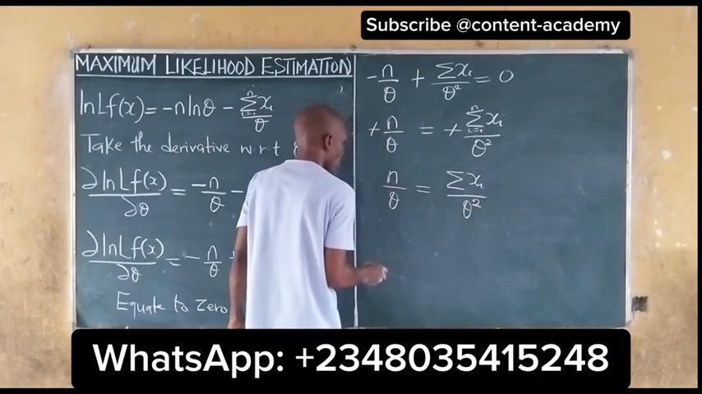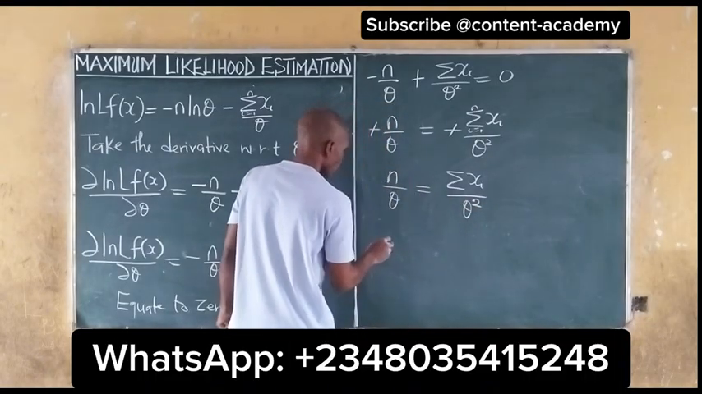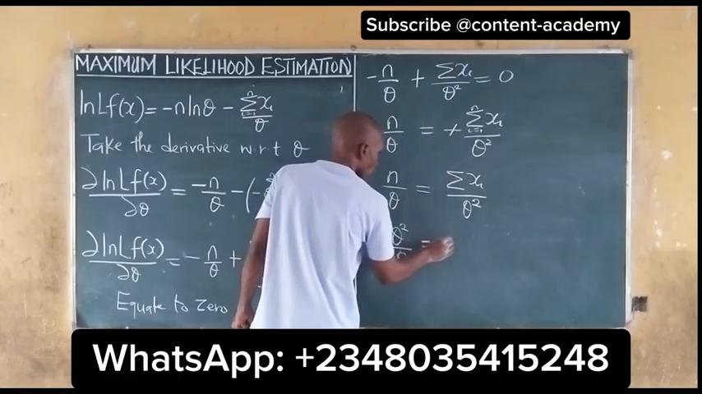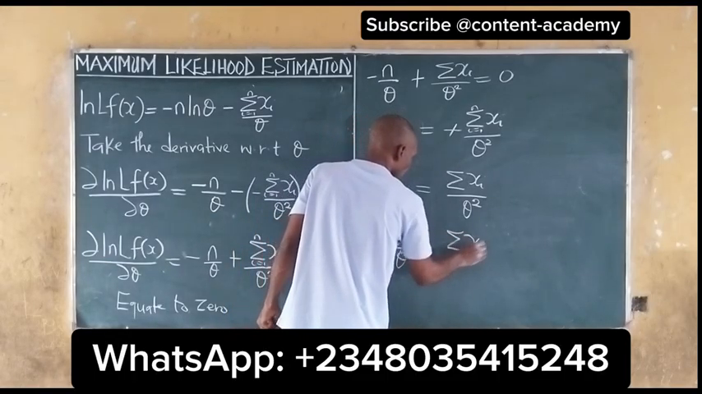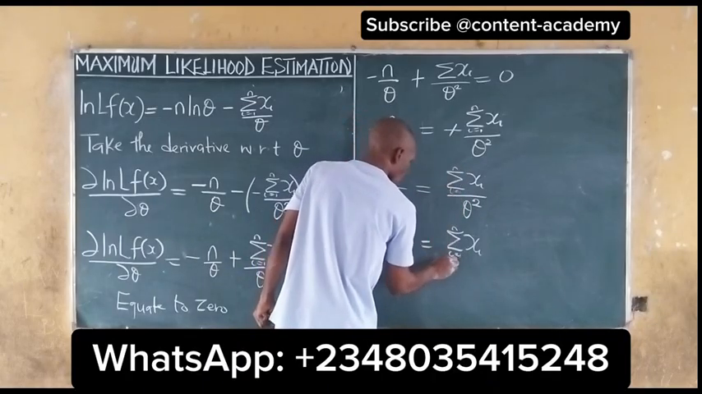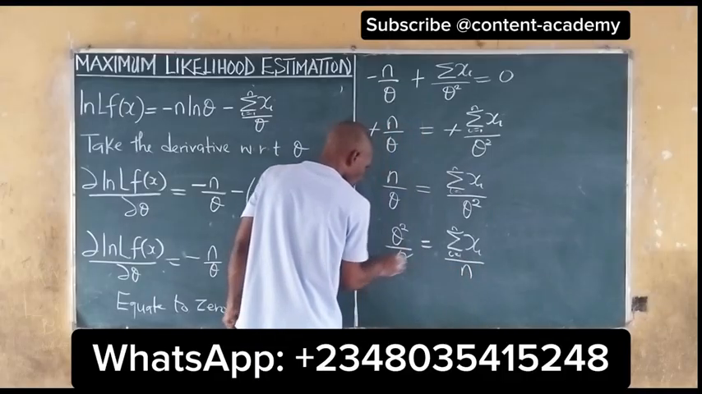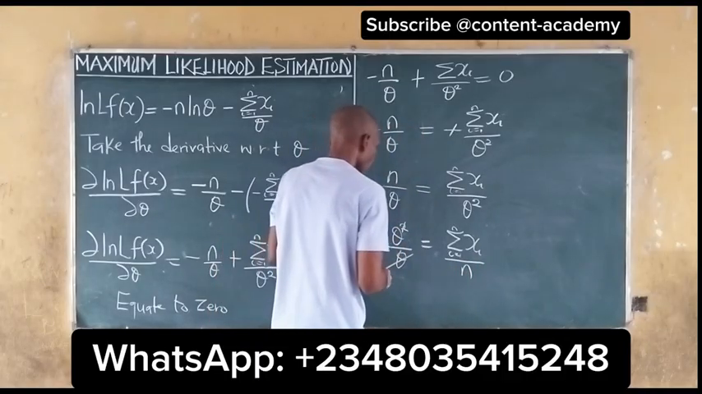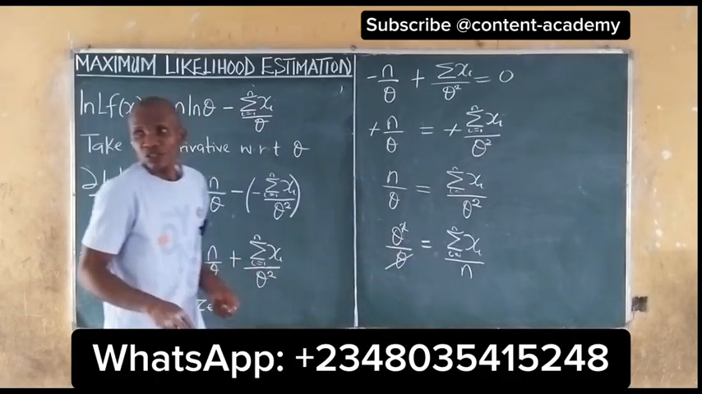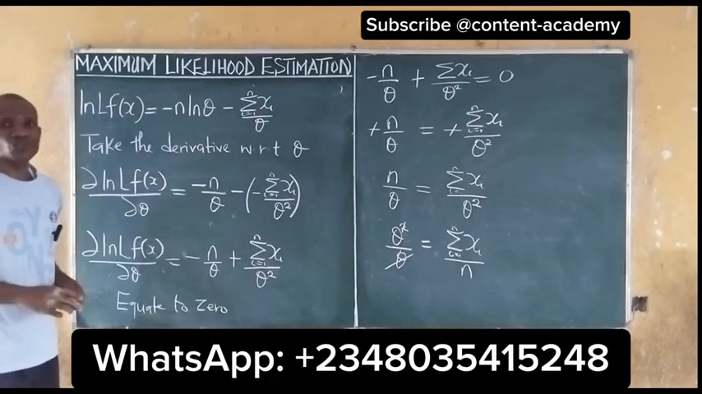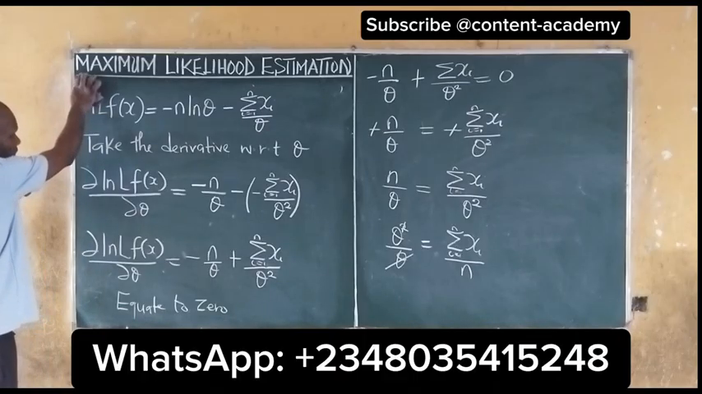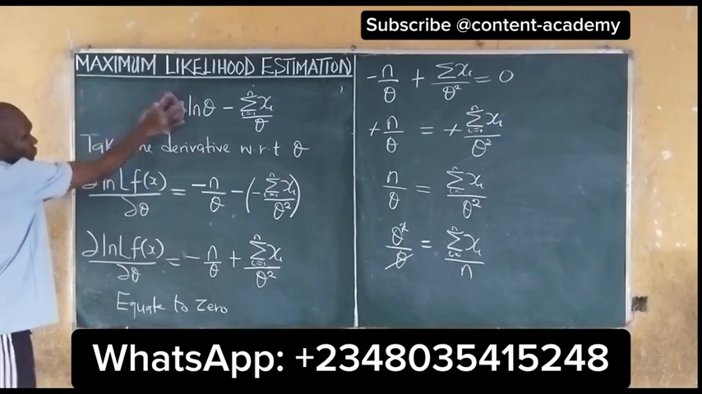Of course, this can come here to give us theta squared all over theta is equal to summation of xi as i running from 1 to n all over n. So this can cancel this. We can now write the estimate of theta. So we move over to this other side of the board to write the estimate of theta.